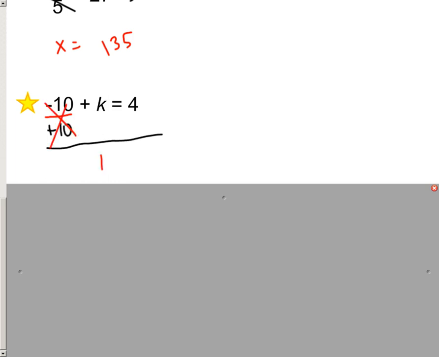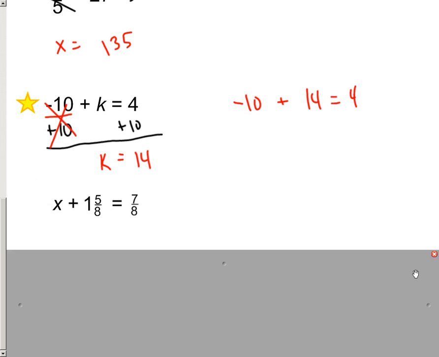And that lets the k drop down. And then since we added 10 to the left side, let's add 10 to the right side. And 4 plus 10 equals 14. Negative 10 plus positive 14 does indeed equal positive 4. So we know that we have the correct answer.